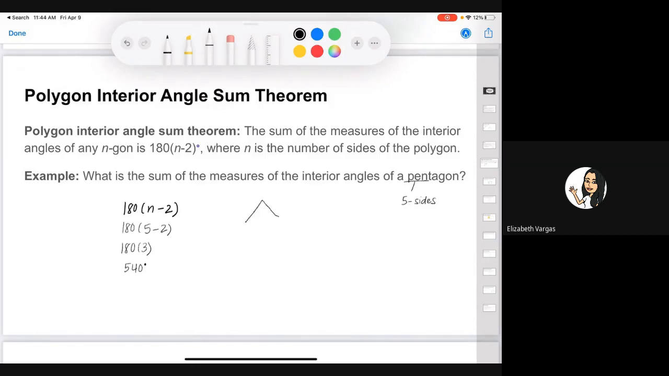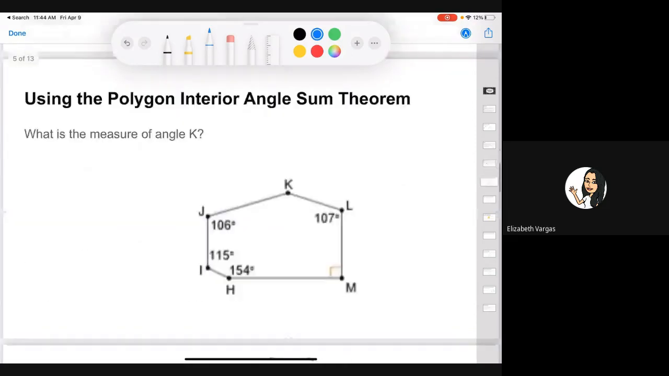So I'll draw something that looks like a pentagon here. A pentagon is going to look like this. It'll have 5 sides. What it's saying is the sum of this angle plus this angle plus this angle plus this angle plus this angle has to equal 540. Okay? So we use this equation to solve for the sum of all the angles inside a polygon.